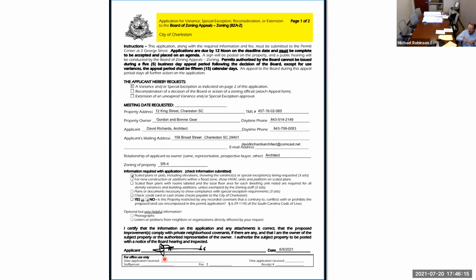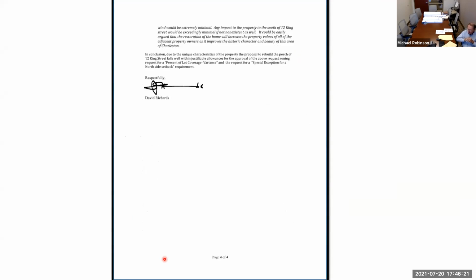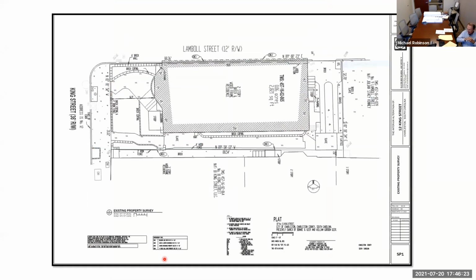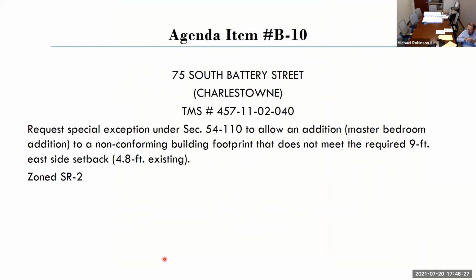Next item on the agenda, 75 South Battery, Charlestown. Request special exception under section 54-110 to allow an addition, master bedroom addition, to a non-conforming building footprint that does not meet the required 9-foot side setback, 4.8 feet existing, zone SR2. Mr. Batchelder.